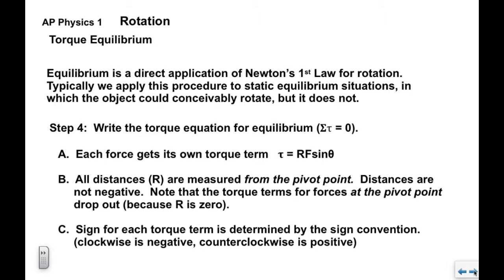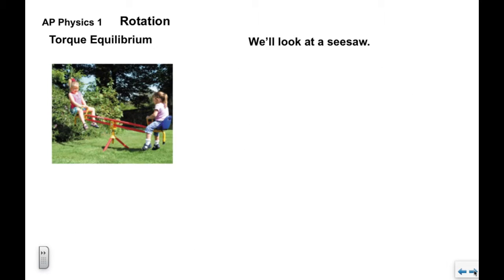All distances, all the R's in the torque terms, are measured from the pivot point. Distances are never negative. And note that the torque terms for forces at the pivot point drop out because R is 0. Once you pick a pivot point, all the R's have to be measured from that pivot point. The sign for each torque term is determined by the sign convention. Clockwise is negative, counterclockwise is positive. Again, the object is not accelerating, so we fall back on standard sign conventions.